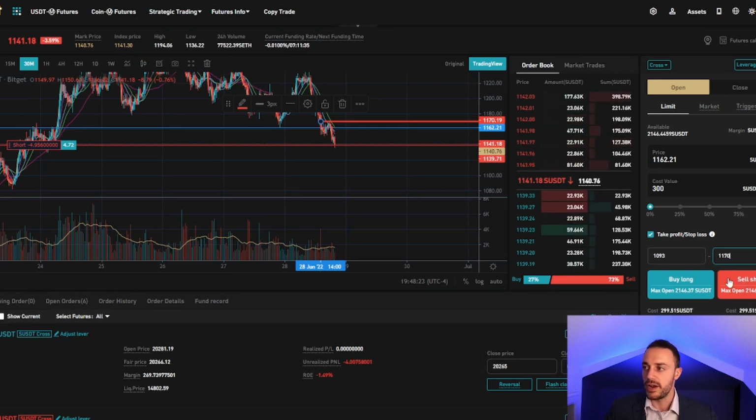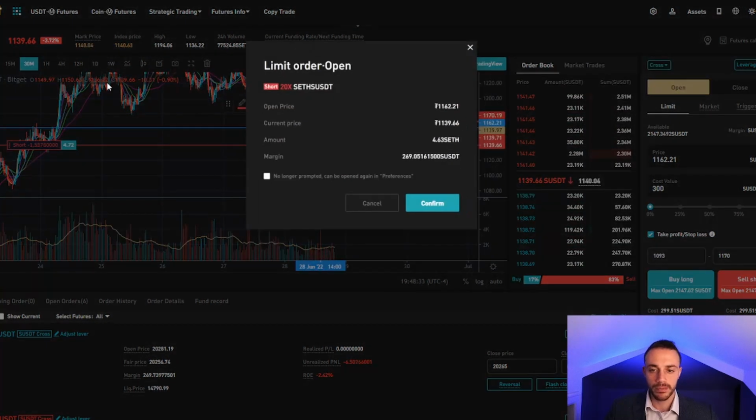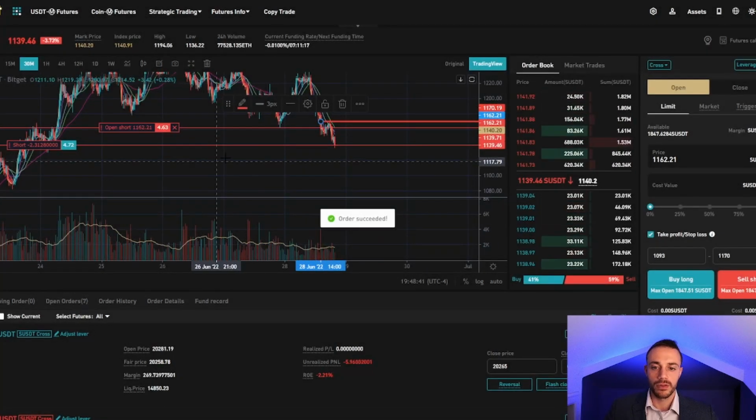Perfect. From here, everything is set. You're good till canceled. You can see the cost of this trade is 299.5 USDT, right? That's at $300. Then you'll sell short. You'll confirm, you make sure the details are correct here with your opening price as well as the margin you want to use, and you will confirm for the trade.